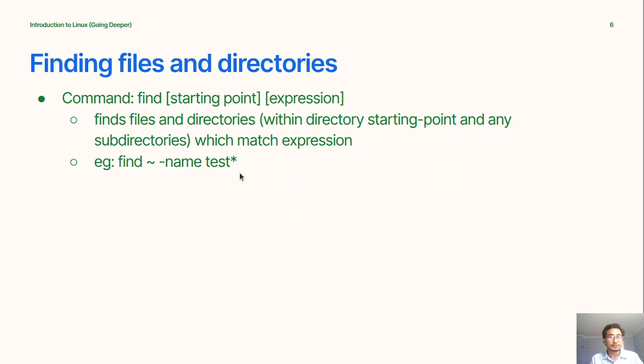Okay, so finding files and directories. There is a command called find that helps to find files and directories. It takes the starting point, from which point you are going to find the files, and an expression. Here is an example. We use the find command, then tilde, which is the home directory. This is the starting point, and then the expression, where we are taking the name, let's say, the file name test, and everything which starts with test. With the help of this command, it helps to find the files or directories which start with test.